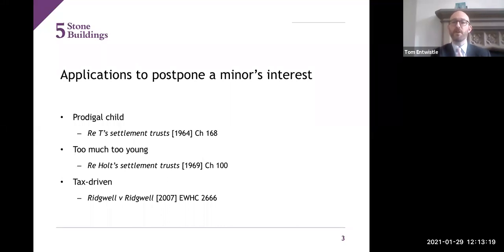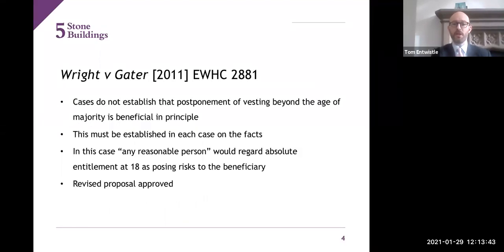That factor was outweighed by the inheritance tax treatment. The successive life interest would avoid an IHT charge on the life tenant's death, and it would hopefully allow time for the fund to be distributed to children in the future without incurring any IHT liabilities. And on that basis, the court had no difficulty in approving the proposal as being for benefit. A more recent case in which a child's entitlement was postponed was Wright and Gator, which sheds some light on the court's present attitudes to these applications.